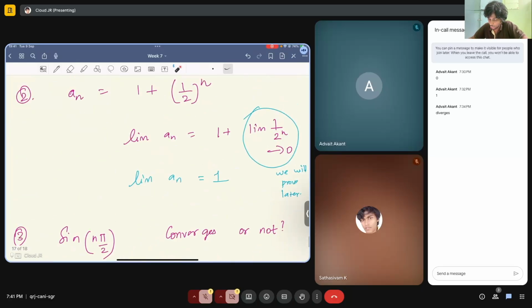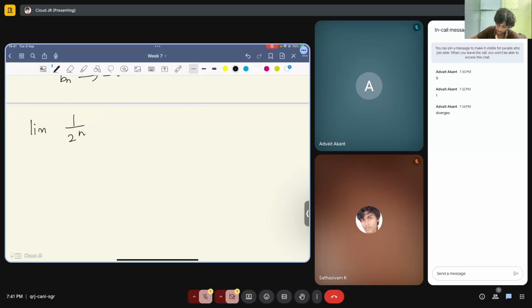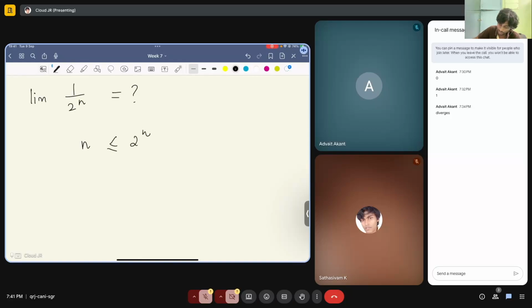Let's come back to our problem, where we want to evaluate the limit of 1 by 2 power n. Of course, you can use epsilon delta and prove it. So this is the question, right? Let's try to do it here. What we know is that n is less than or equal to 2 power n, for, let's say, large n. Even for n equal to 1, this is true.